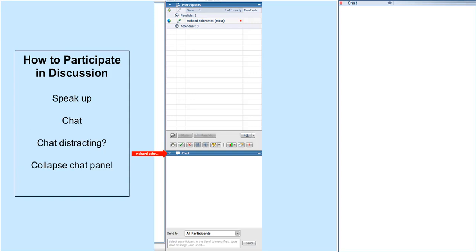But don't worry about missing the chat, because I'll be reading it and following it and bringing it into the conversation as is appropriate. If you want to reopen your chat panel to send a message, just click on that arrow again, and the chat panel will open, and then you'll be able to send your message, and we'll all be able to see it.